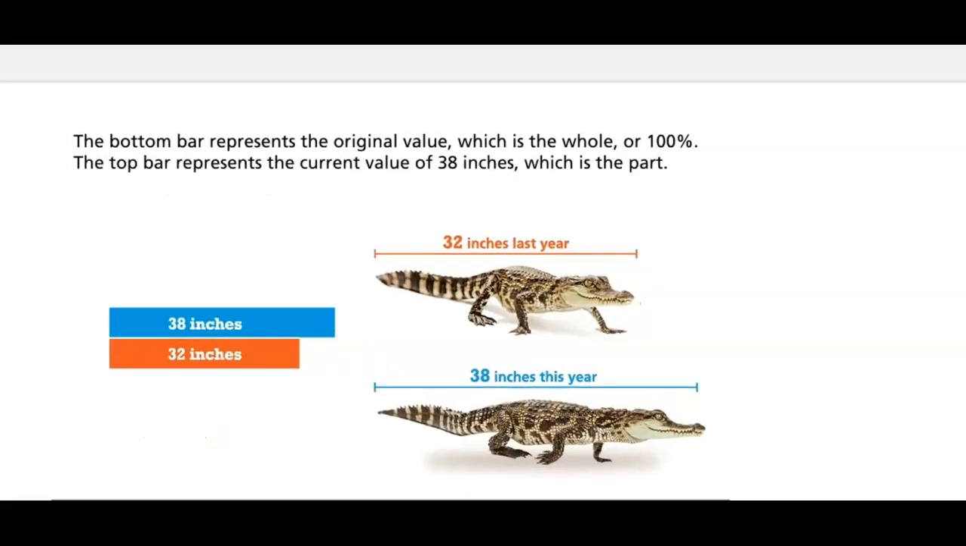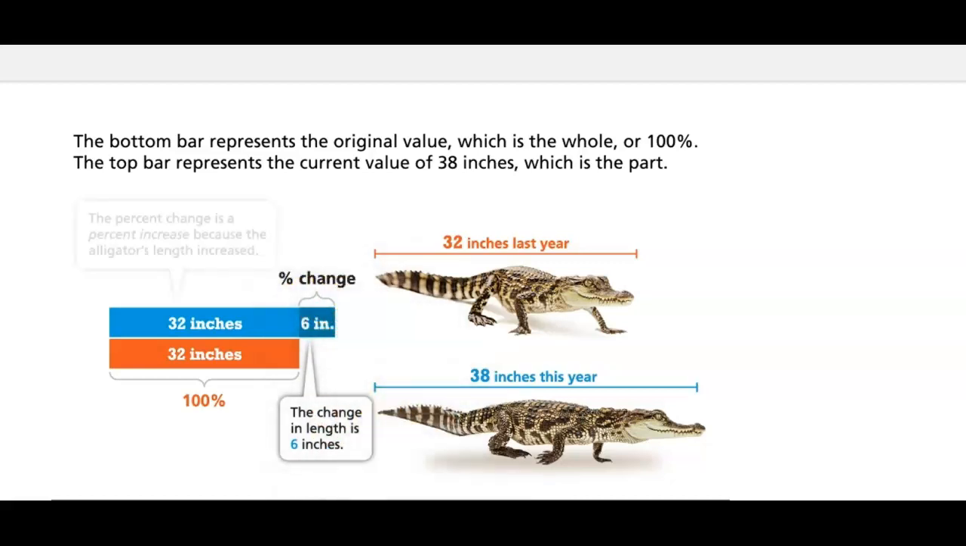The bottom bar represents the original value of 32 inches, which is the whole, or 100%. The top bar represents the current value of 38 inches, which is the part. Here is the original length of 32 inches, and the change in length of 6 inches is the percent change. The percent change is a percent increase because the alligator's length increased.